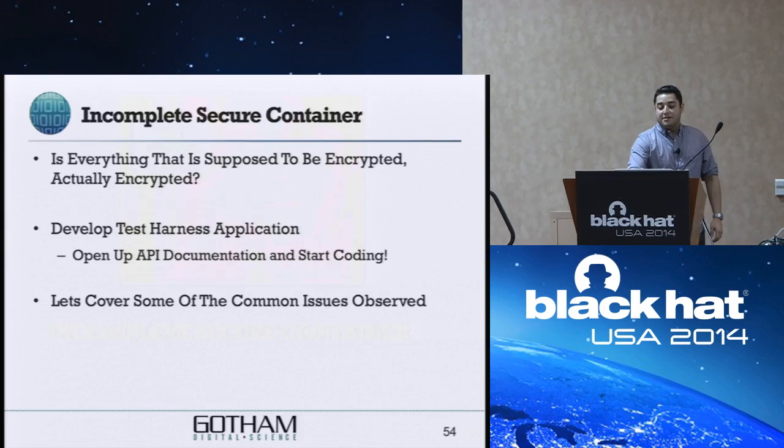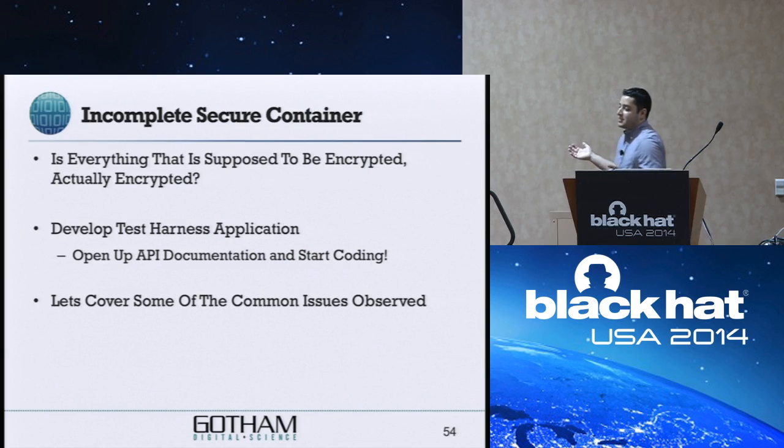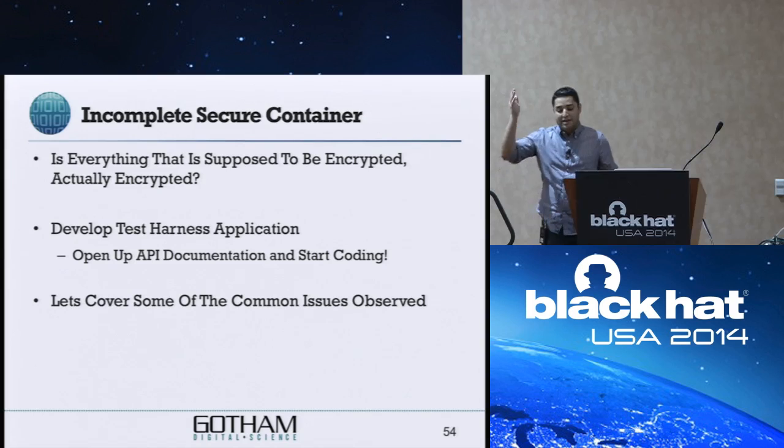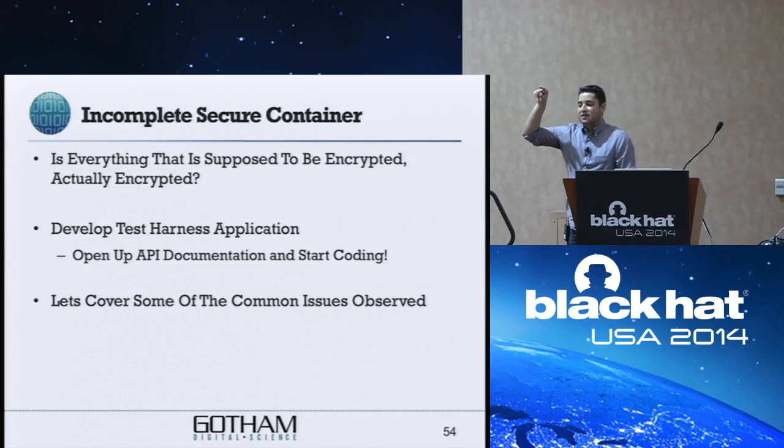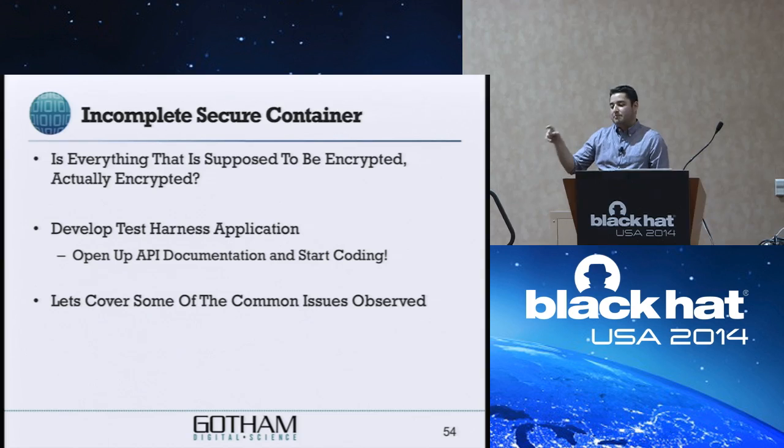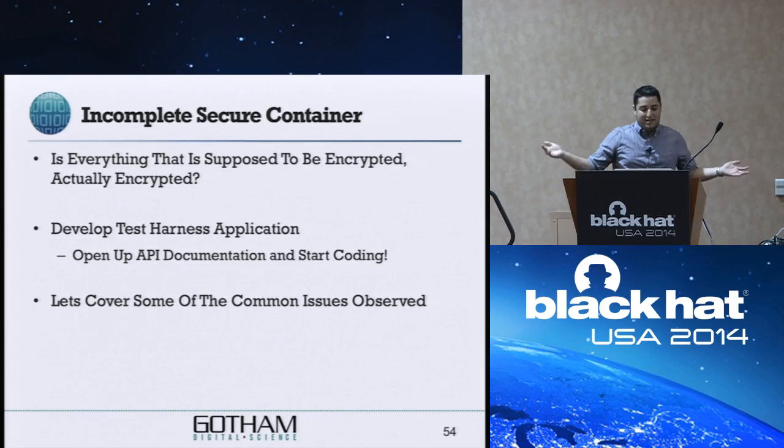Incomplete secure containers. Everything that is supposed to be encrypted should be encrypted. So what was our approach to finding these types of issues? We developed a test harness. We cracked open documentation, looked at all the APIs, and we're like, all right, this probably writes some data, this writes data, that might cache data, that caches data. We just wrote test harness applications and then got them wrapped. And then we see what got stored in plain text, what didn't.